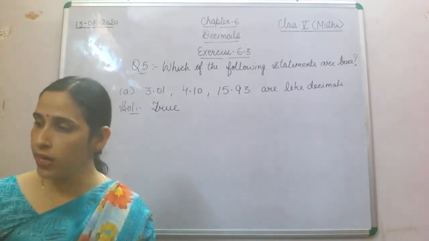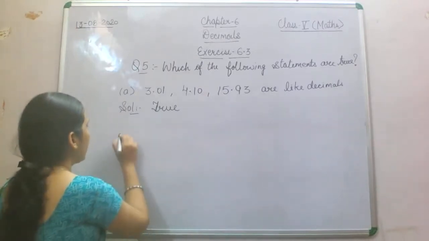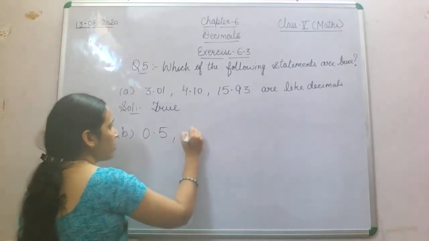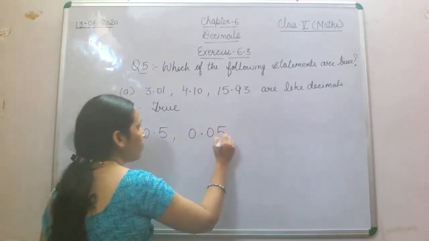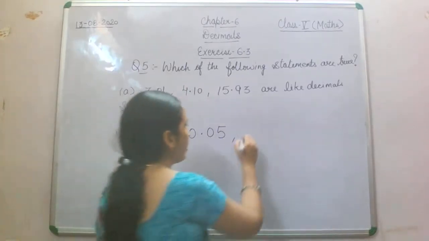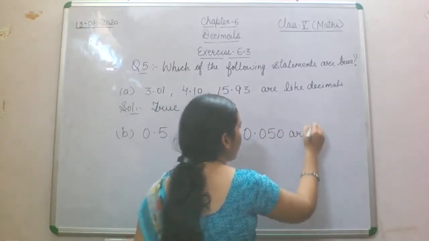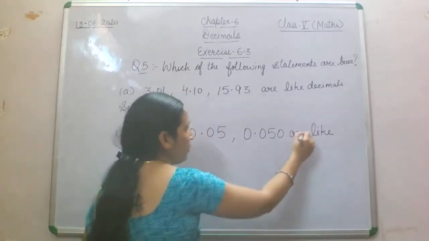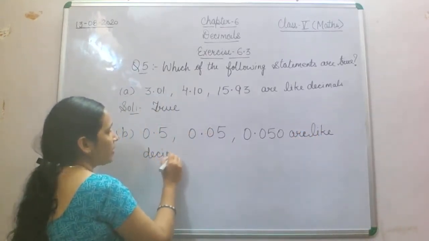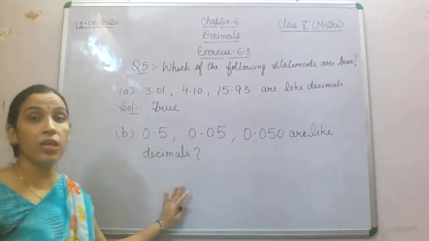So let's move to our next B part. Again you have been given 3 numbers. Now here 0.5, comma, 0.05, comma, and then you have 0.050 are like decimal. Now this is your question in B part. So can you tell me, is this your like decimal?